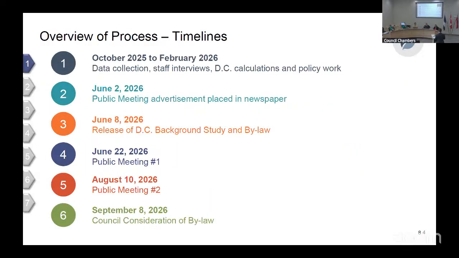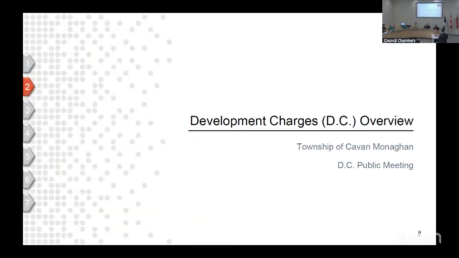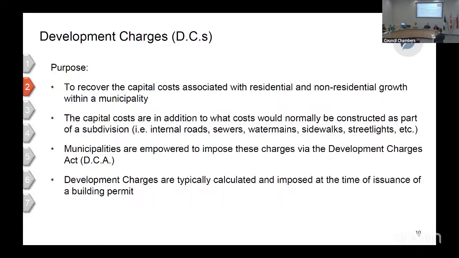Next slide, please. And so with that, we've worked with township staff and just want to thank them for all their work in putting this background study together. We're having this public meeting. Again, the second public meeting is anticipated for August 10th, and then looking for council consideration of the bylaw September 8th. So more than the 60 days required as part of this public process.